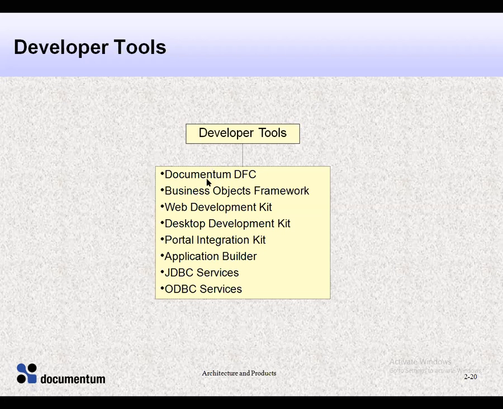Next is the developer tools. We have Documentum DFC, BOF, I told you, Business Object Framework, Web Development Kit, Desktop Development Kit, and the Portlet Integration Kit. These are all available as developer tools, so that you can, as you said, it requires little programming. In the case of JDBC admin, we need to know what is actually happening. So that's the reason you are giving that example, right?